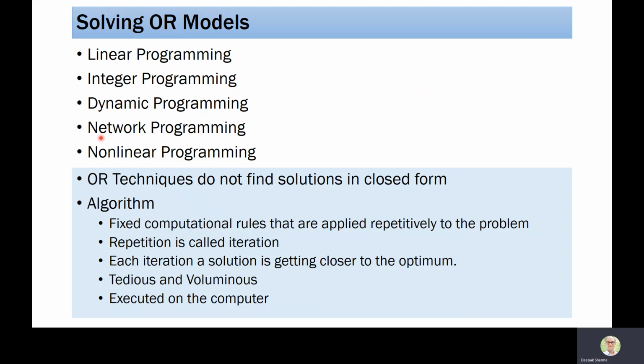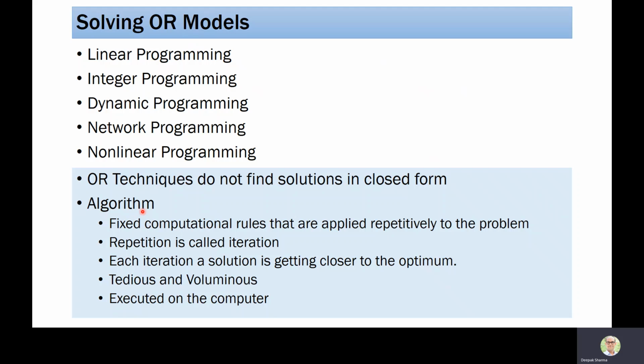When we have these OR models, we need some techniques to solve them. Those techniques are called OR techniques. Suppose we have the problem of the wire converted into a rectangular shape; that solution we can find in closed form. Closed form means I can differentiate and find the optimum solution. But these OR techniques do not find the solution in closed form. They find the solution using an algorithm.